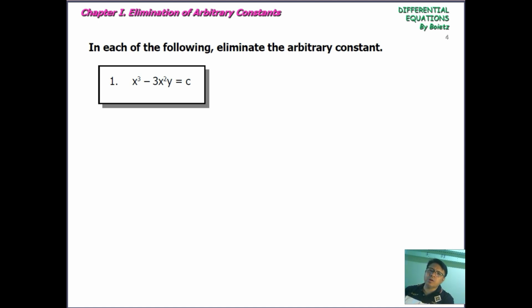Okay, then meron din tinatawag na parameter, okay, na constant which wherein hindi rin siya nababago but hindi siya numerical value. Anyway, we will discuss that pagka napunta na tayo sa problem na meron ng parameters. Okay? So, let's start with problem number 1. So, x cubed minus 3x squared y equals c.